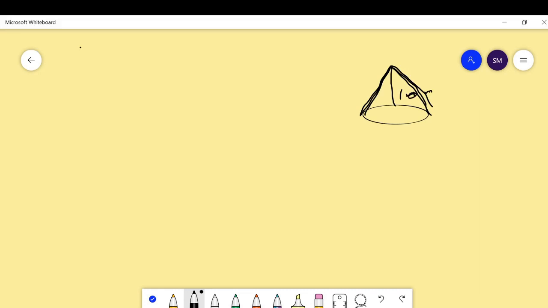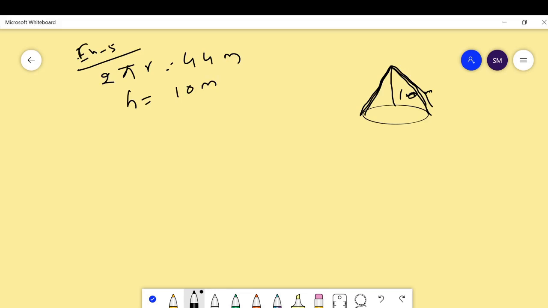Then in this question, at first try to understand what the question says and what the question asks. Here the circumference of the base of the conical tent, 2 pi r, is given as 44 meter. Then another thing is given, the height of the conical tent is equal to 10 meter.